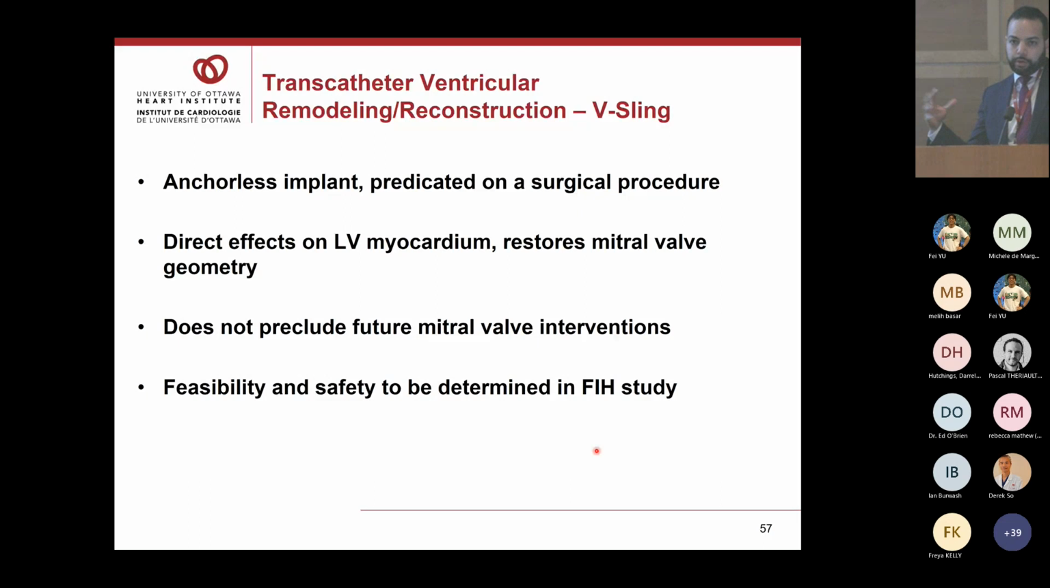The idea is predicated on the surgical literature that if you have direct effects on the LV myocardium, you can restore mitral valve geometry and improve patients' forward flow. Importantly, it doesn't preclude future mitral valve interventions. So if somebody wanted to do a mitral clip on one of these patients, you still could. But it's still very early days and still in first in human studies.